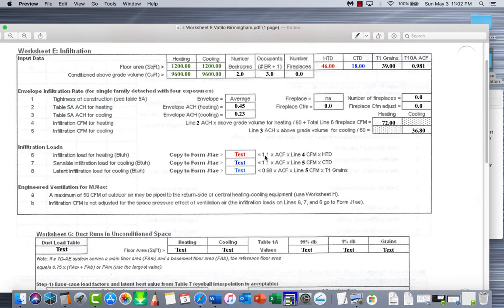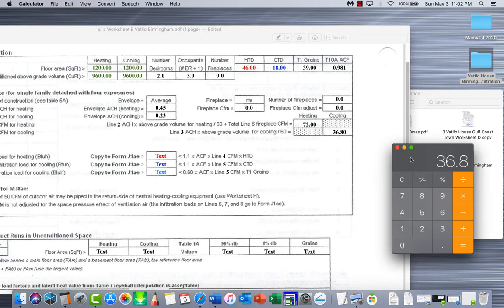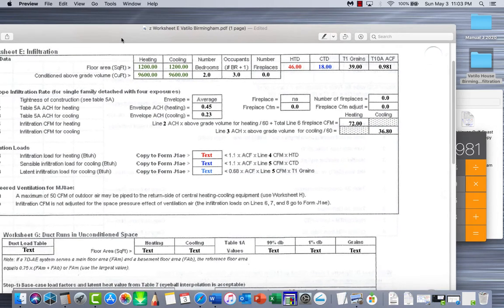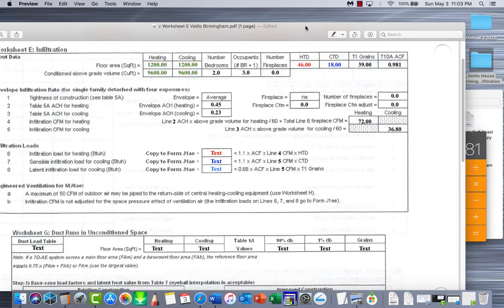And now all we have to do is simply do this little formula right here beside this one here. So this is the infiltration load for heating, BTU per hour. So this is going to go to our J1AE. This one's going to go to our J1AE, and this one's going to go to our J1AE. So, all we got to do is just plug in the numbers. So it says 1.1 times our air change correction factor, which is 0.981 times line 4. This is another one that I told you need to correct, make sure it is correct. Times line 4, and let me slide it over for a second so you can see line 4. Line 4 is right here, so that's the 72.